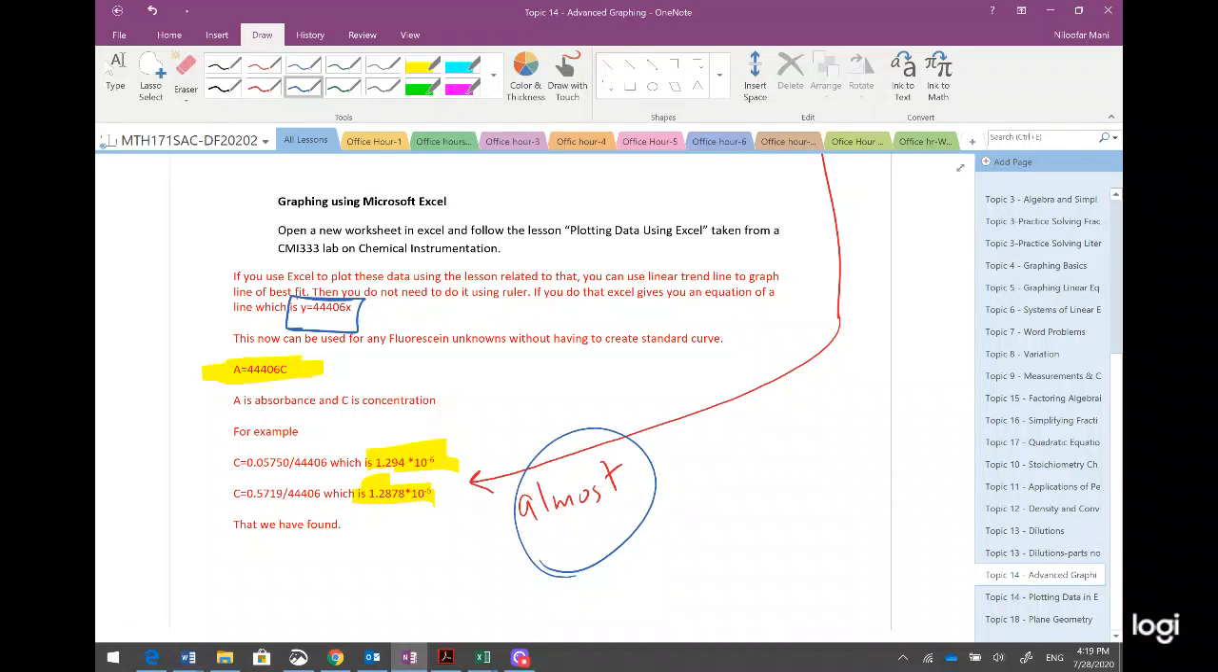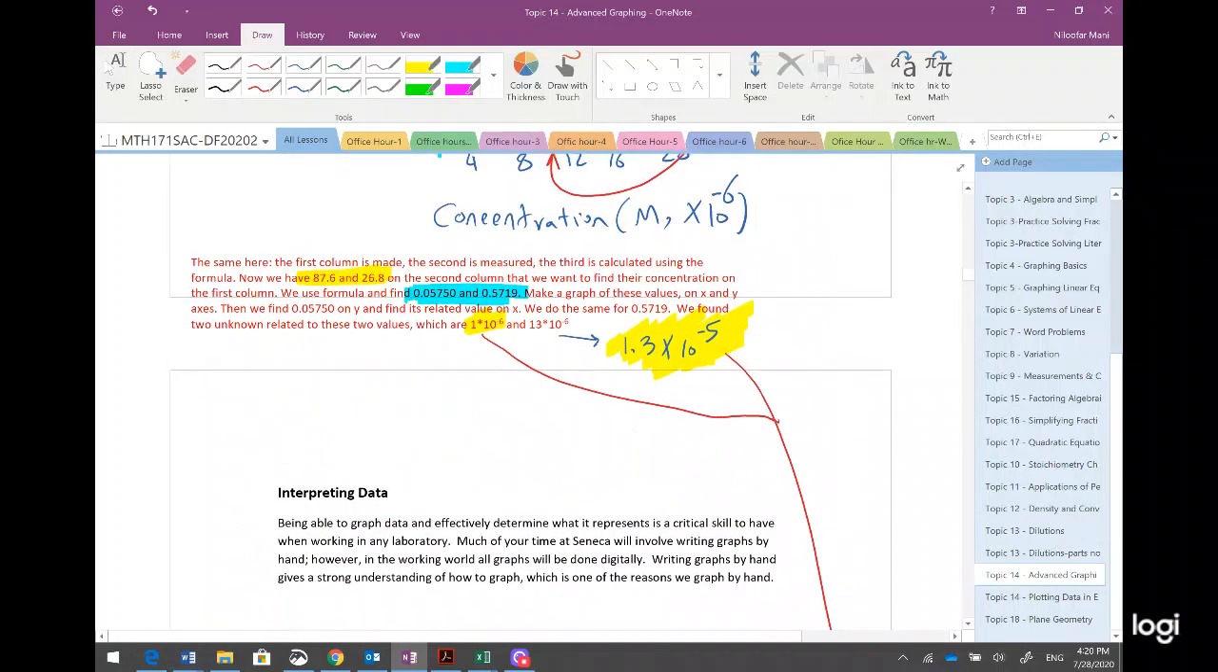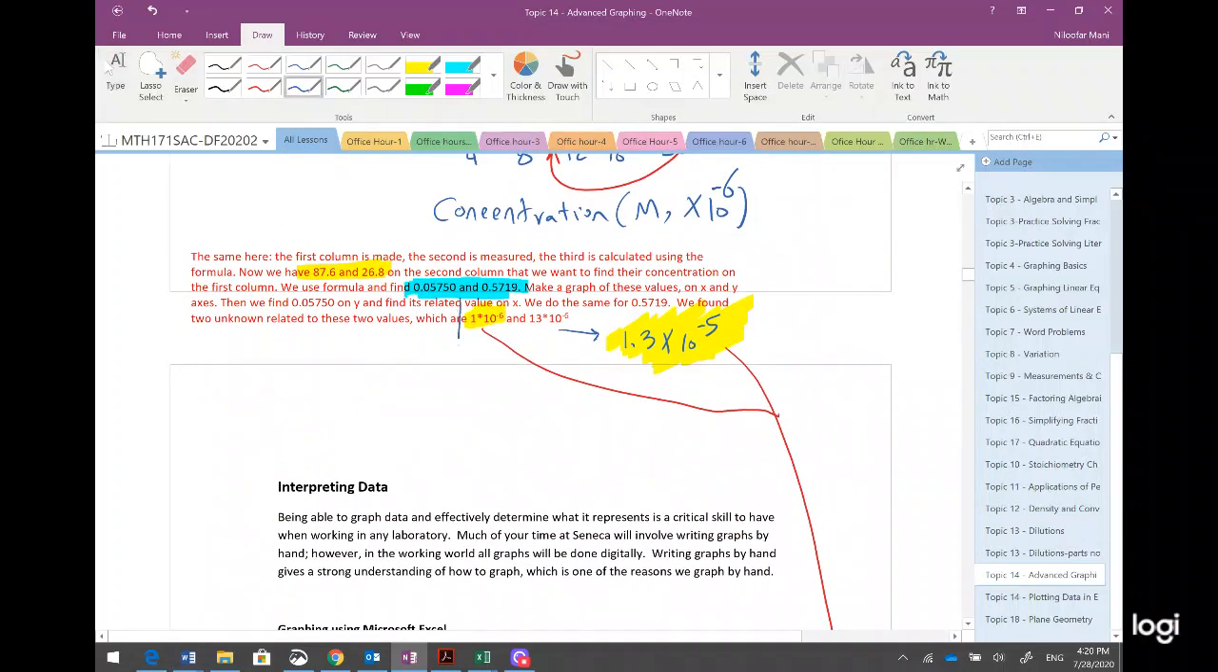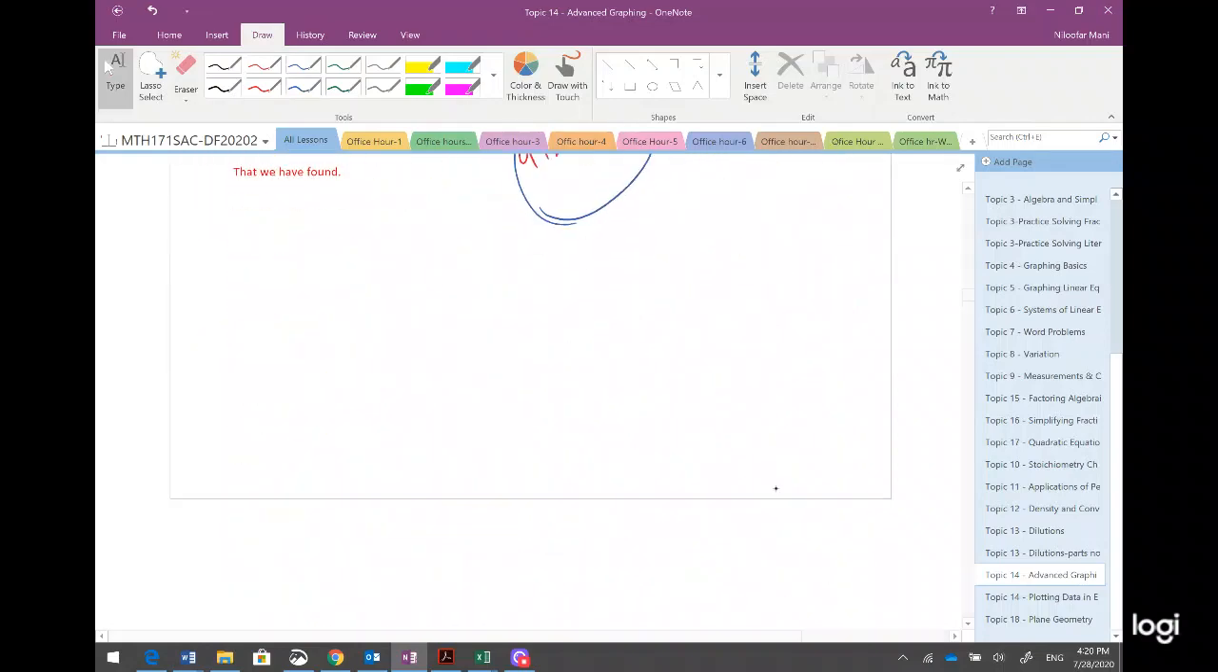Okay? So here is concentration and here is absorbance. So it says this is the formula between absorbance and concentration. And then if I have two values on Y, then I can find X. And I found it using the formula, and I see it is almost the same as what I did here. These two values are almost the same.